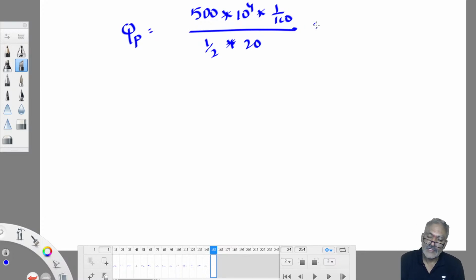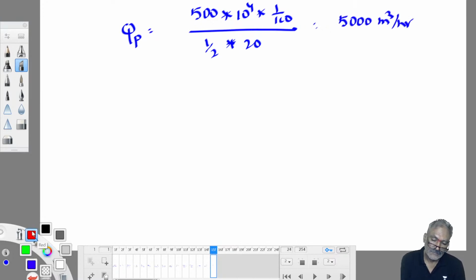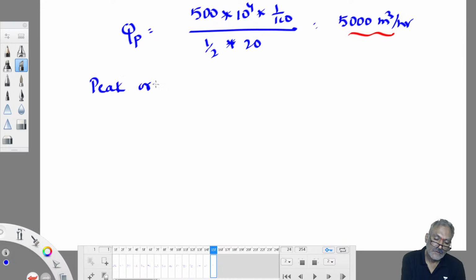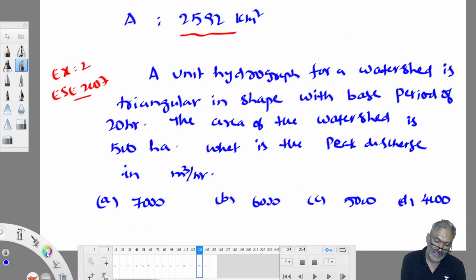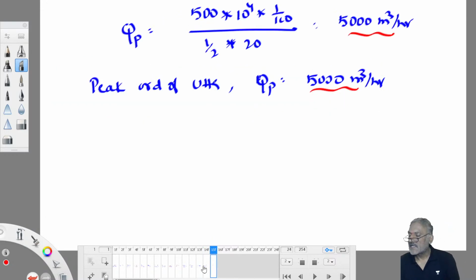So I got 5,000 meter cube per hour. So that was the answer for this question. 5,000 is there or not in these options? It is there. So we'll tick mark that. Clear now? Concept is clear?